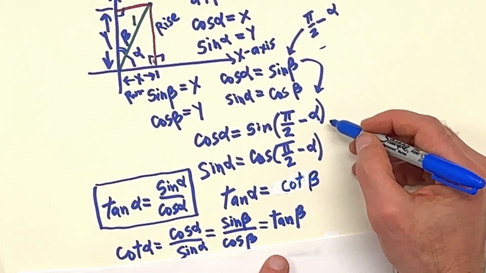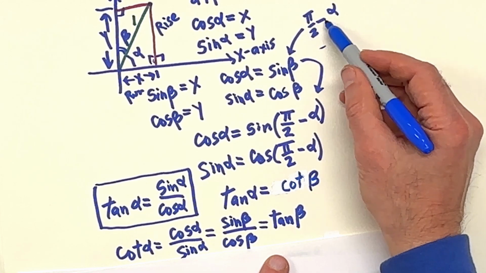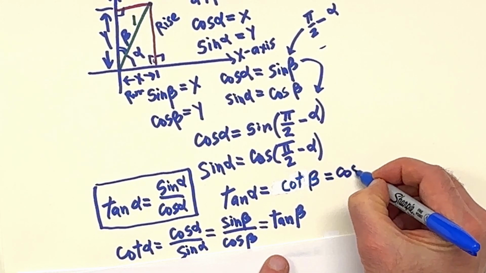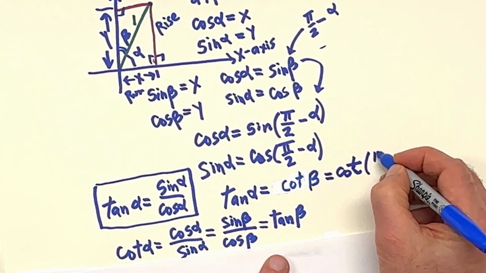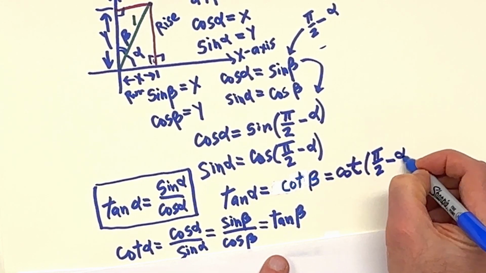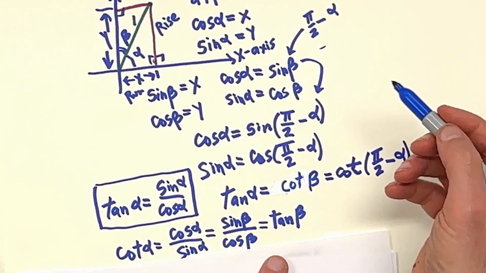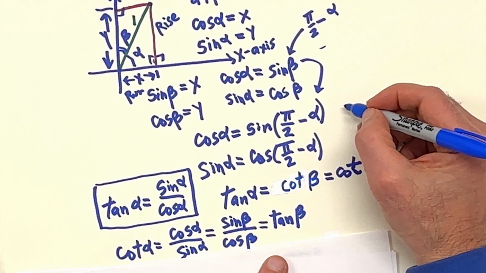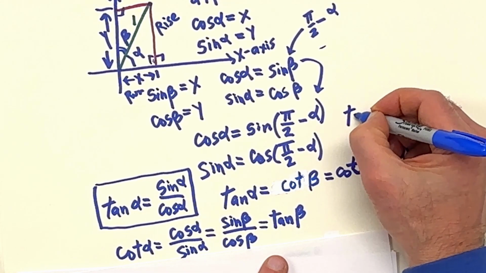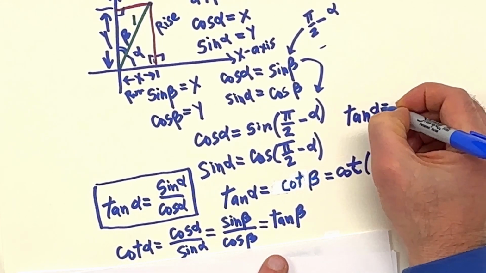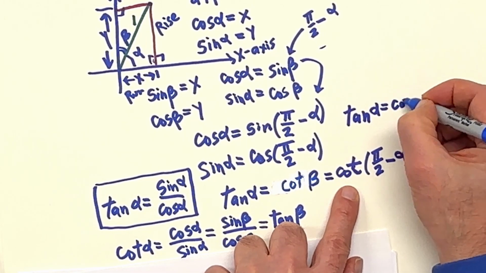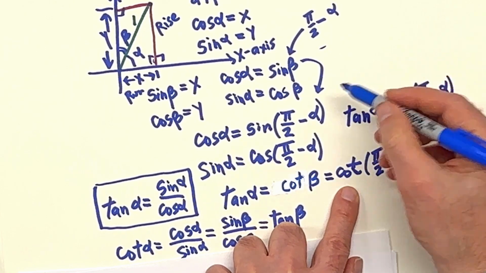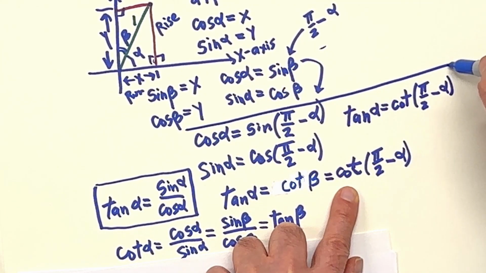And then finally, since beta is pi over 2 minus alpha, I can write this as the cotangent of pi over 2 minus alpha. So these two relationships here, we're going to add a third one to it, that the tangent of alpha is equal to the cotangent of pi over 2 minus alpha. So these three here.